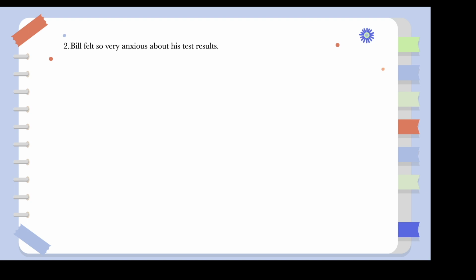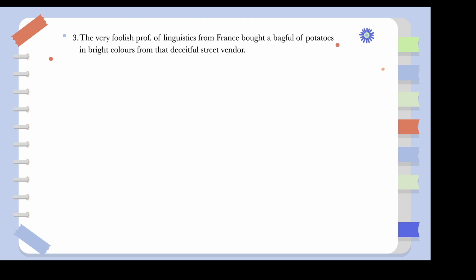Okay, so we are going to leave the sentence. Bill felt so very anxious about his test results, and the very foolish professor of linguistics, might be me, from France bought a bag full of potatoes in bright colors from that delightful street vendor in the class.